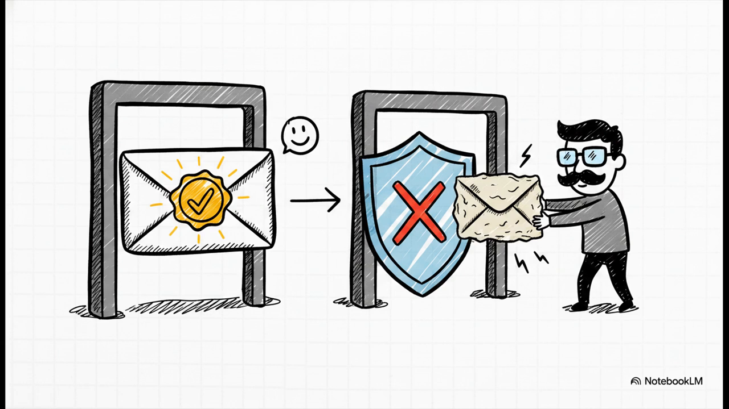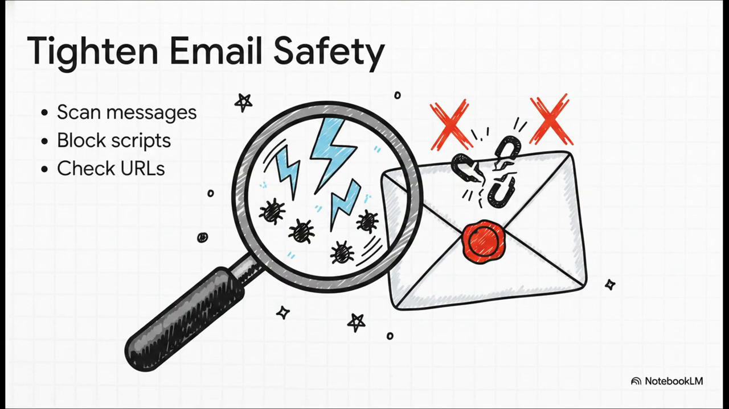Step 4 is all about tightening up Gmail safety settings to block inbound threats. Gmail actually has some really fantastic built-in protections against malicious attachments and super suspicious links. But here's the catch: most of them just aren't fully enabled by default.